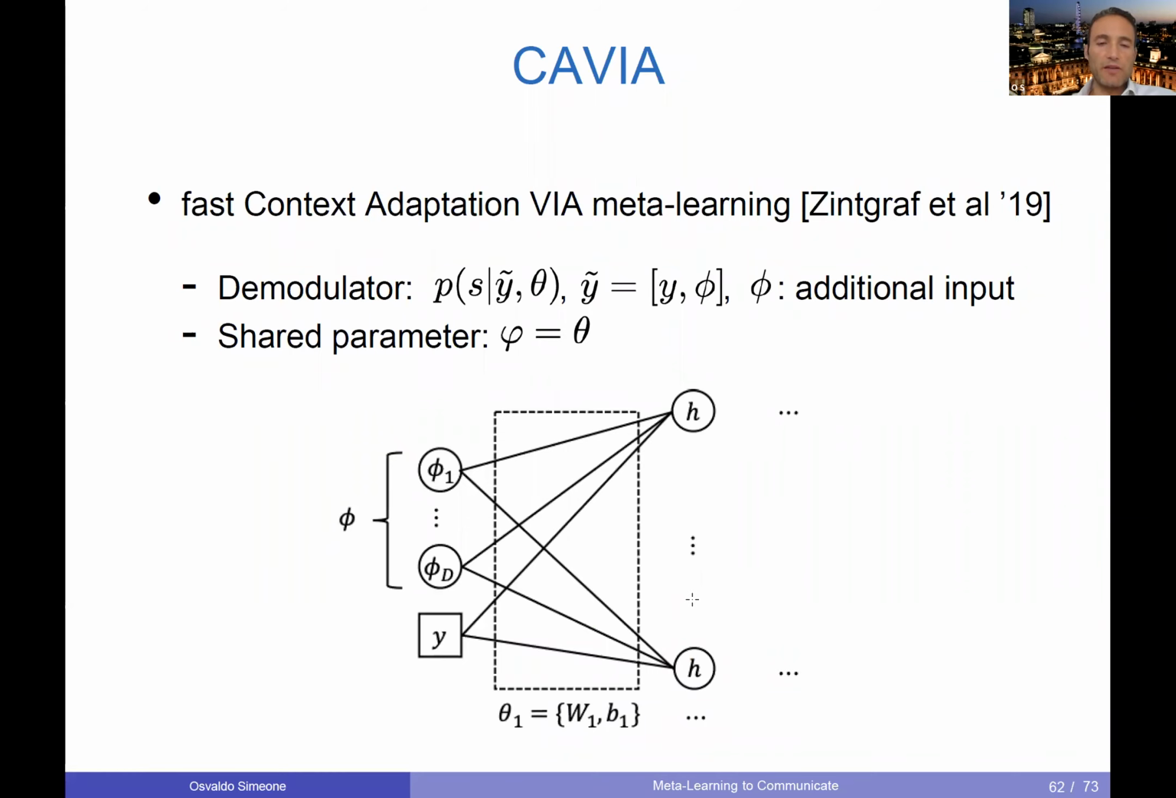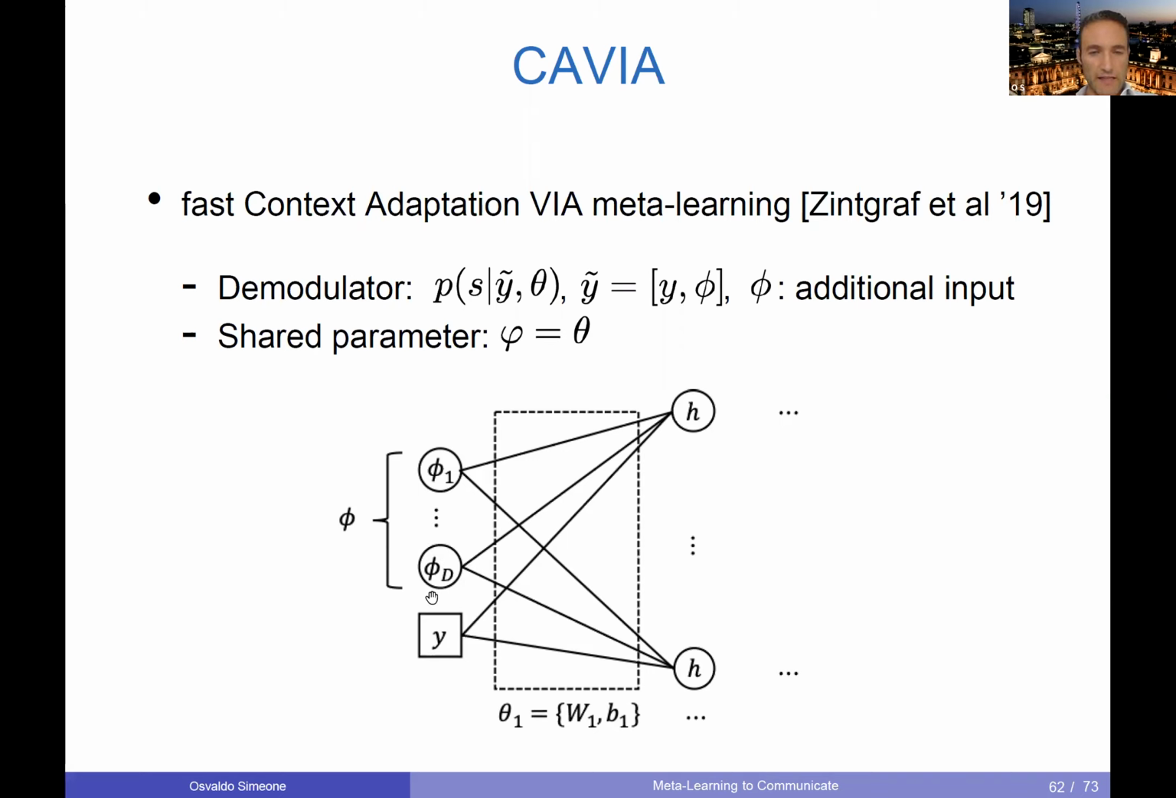There is also another scheme that we have used in our simulations. I'll just briefly mention it. It's known as CAVIA. So here, the idea is that, remember in MAML, the weights of the demodulator were adapted, right? So we started from the same point, and then we adapted the weights of the demodulator. In CAVIA, instead, we fix the weights of the demodulator in the sense that these are shared. All the devices use the same weights, which we share across multiple devices. But what is adapted is an additional input vector that you include in the input vector that goes inside your demodulator.